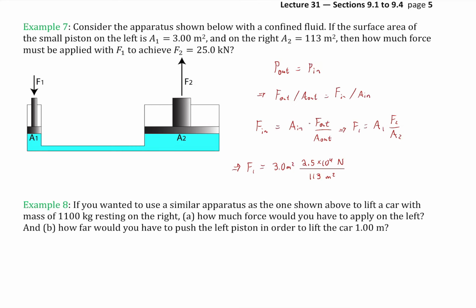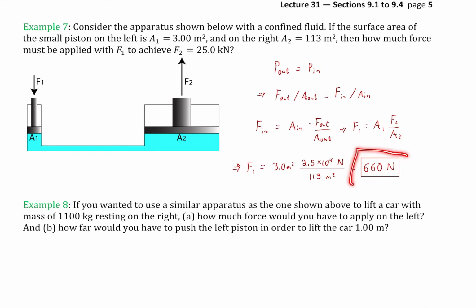So we know that area in is 3 square meters. We know our desired output force is 25,000 newtons, and our output area is 113. So there we go. We find that our input force need only be 660 newtons in order to get 25,000 newtons of pushing force. That's a big force multiplication. We're getting a huge amount of force for a relatively small input force.